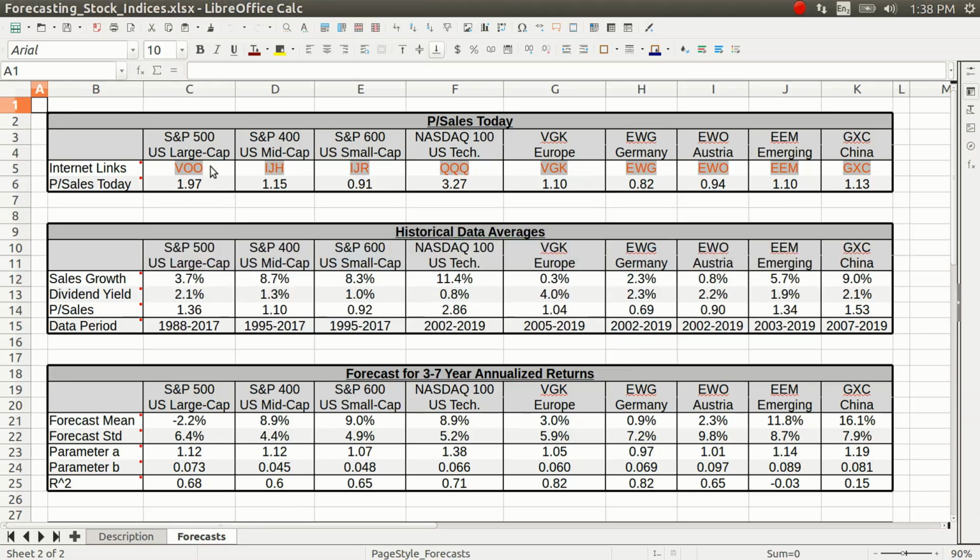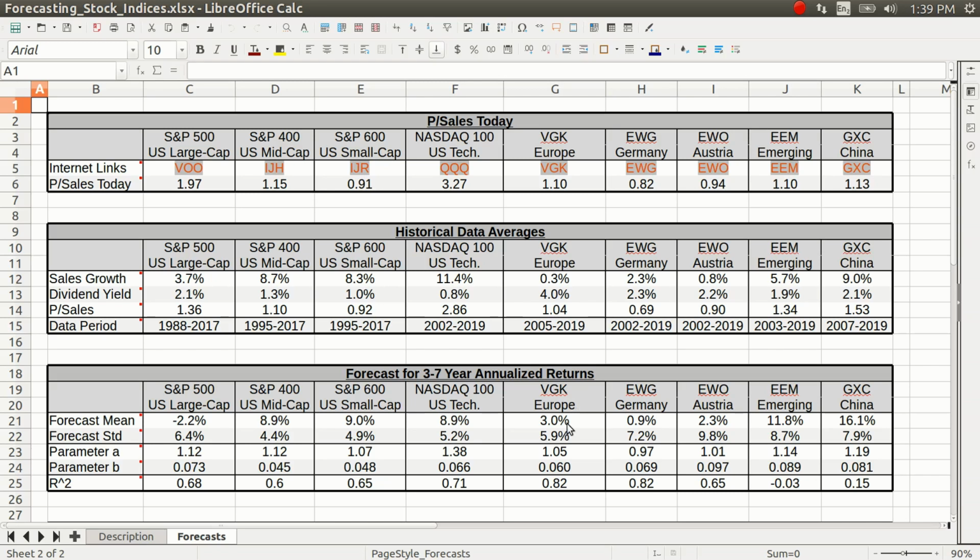And the idea is that you click all of these links here, maybe once a month, or maybe if there has been a crash recently, you might go in here and look up all of these numbers again, so that we can get an estimate for if we invest in these stock indices, or ETFs rather, then what kind of return can we expect going forward 3, 5, 10 years. So we have a box down here that says the forecast for 3 to 7 year annualized returns, and we can look for the European index here.